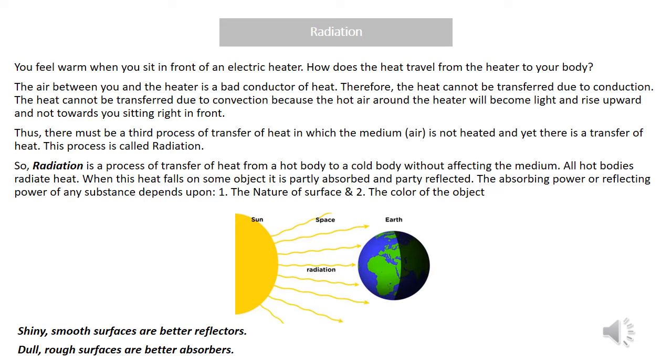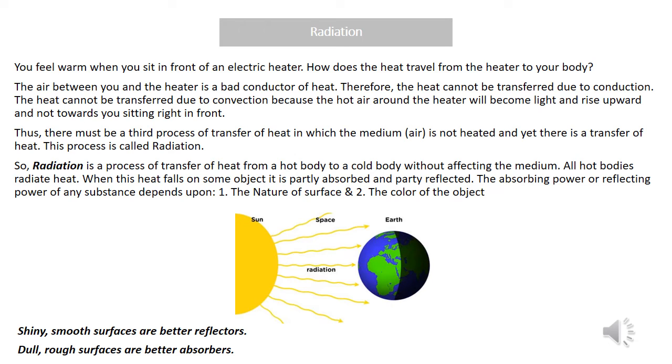Reflect means something goes back after striking. After striking the earth, some heat gets reflected and some part of heat is absorbed, isn't it? It happens in the case of all the hot bodies which are radiating heat. Whenever heat is coming from any hot body, some part is getting absorbed and some is getting reflected, and this absorption and reflection depends upon two things.